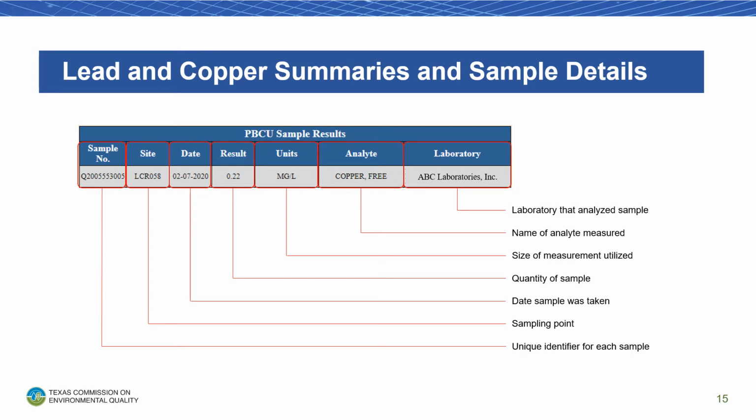Units describes the size of measurement utilized. Analyte provides the name of the substance being measured in the sample. In this case, the field will designate either lead or copper. Laboratory provides the name of the laboratory that analyzed the sample.